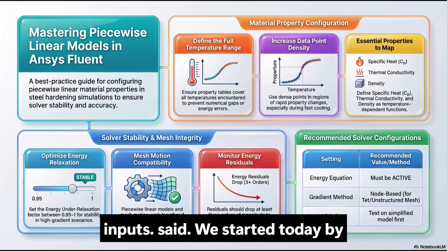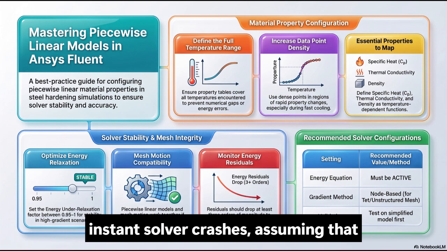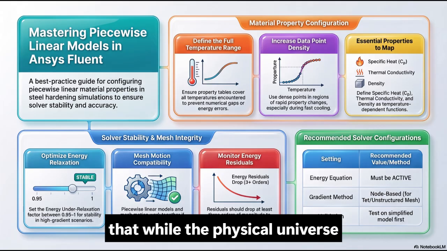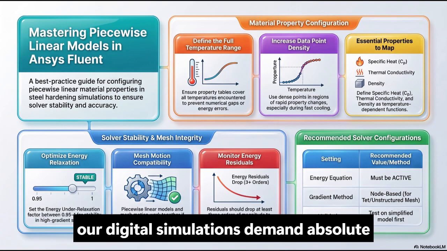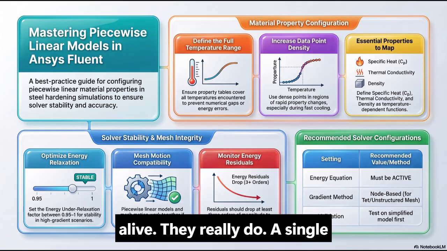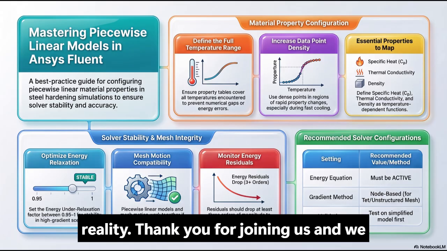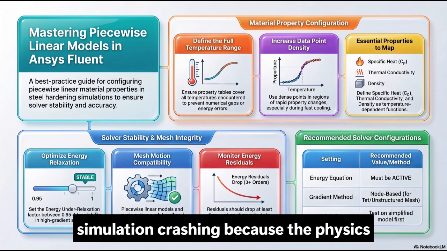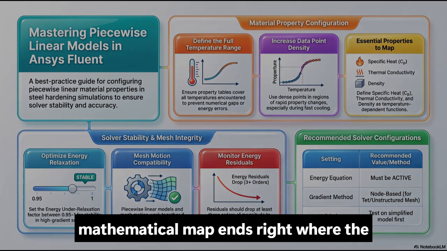Well said. We started today by talking about the frustrating reality of instant solver crashes, assuming that digital worlds simply couldn't handle the violence of the real one. We realized that while the physical universe naturally maintains its own continuity, our digital simulations demand absolute perfection from us to keep the illusion alive. They really do. A single missing data point or a shifting cell centroid is all it takes to break reality. Thank you for joining us, and we leave you with this question to consider next time you hit compute. Is your simulation crashing because the physics are impossible or because your mathematical map ends right where the real fire begins?